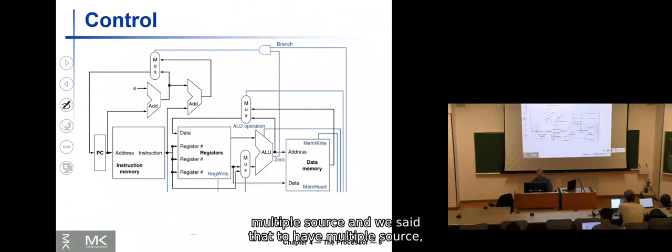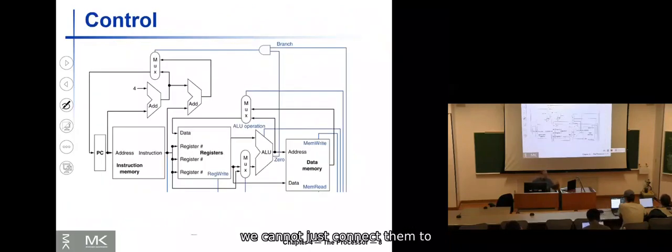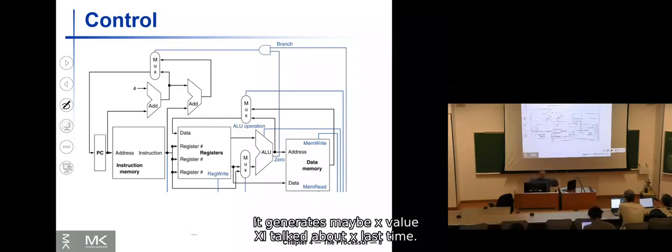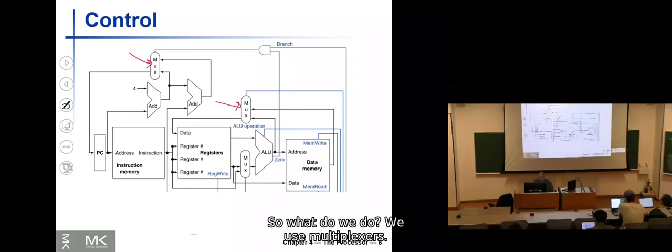And we said that to have multiple sources, we cannot just connect them to the wire, to drivers coming and going to one point. It is not possible. It is not correct. It is invalid. It generates maybe an X value. X, I talked about X last time. So what do we do? We use multiplexers. I talked about these 2 multiplexers for you.